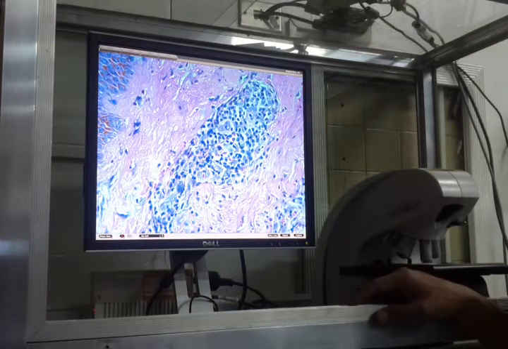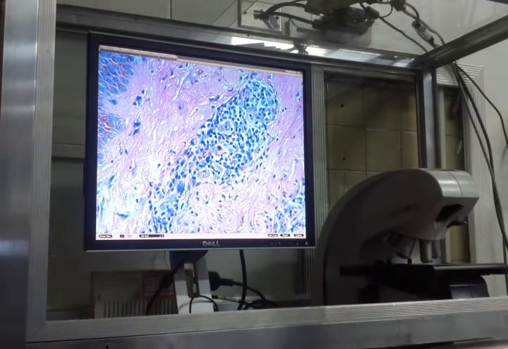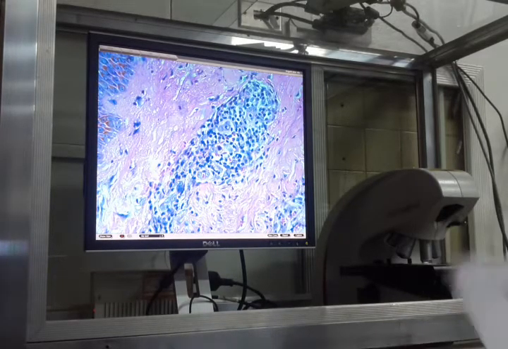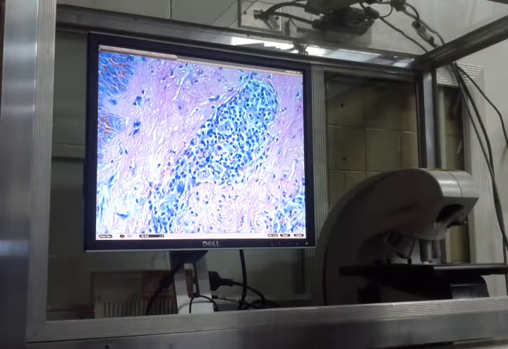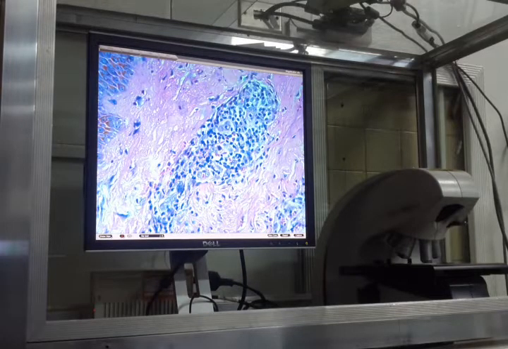The history will tell you that this patient has applied cosmetic ointment, tapos nagkaroon siya ng itchiness dun sa area. This is chronic dermatitis, okay, which is allergic in nature. Let's go to neoplasia. 38.